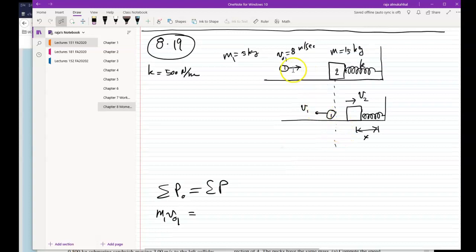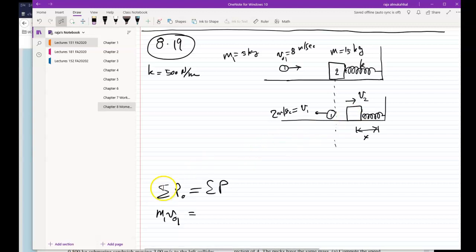Okay, so we have the stone coming. Now the stone hits the block. The moment it hits it, it rebounds with a speed of 2, right here. And then the block moves in this direction with a speed V2. I don't know that speed, do I? So I want to use conservation of momentum to find V2. I'll tell you in a minute why I want that V2.